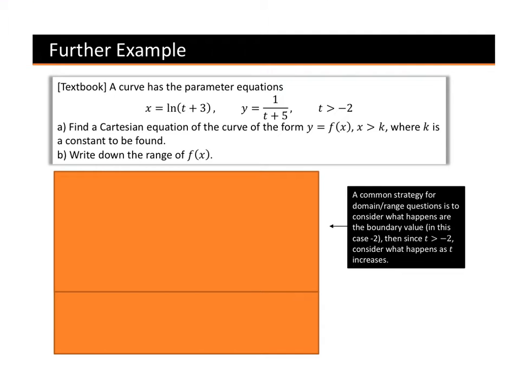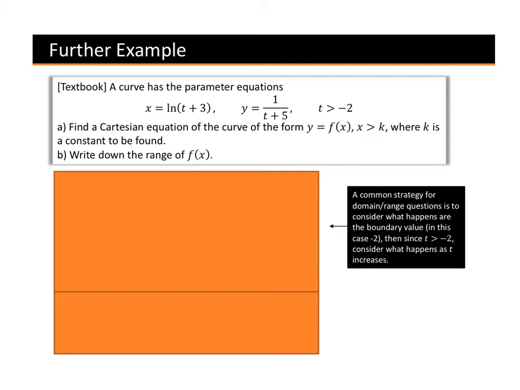Okay, here we go. Another example for you, because this one's slightly different. So a curve has the parametric equations x equals ln of t plus 3 and y equals 1 over t plus 5. Find a Cartesian equation of the curve in the form y equals. So again, what do you think we're going to have to do? If I want y equals and I've got a t, and I've got an x equals and I've got a t, I need to rearrange whatever my x equals is to get my t.